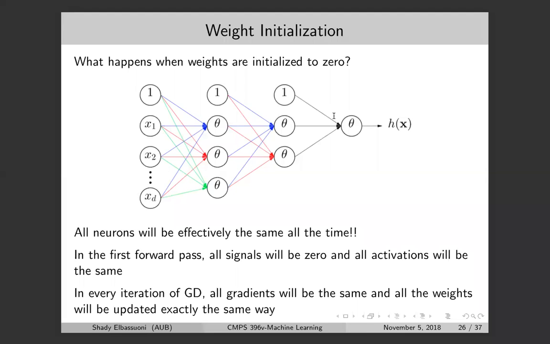You're not learning anything. So why did we look at the example of 0? Because we did this with perceptron. So it might be one intuitive way to think of setting the weights. But you shouldn't really set the weights to the same value. Okay?